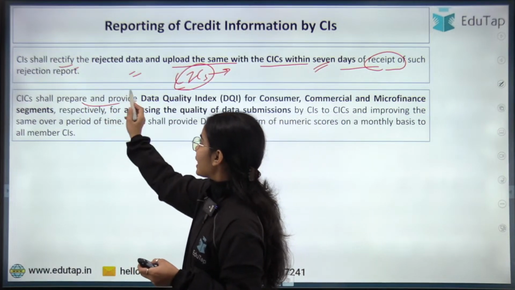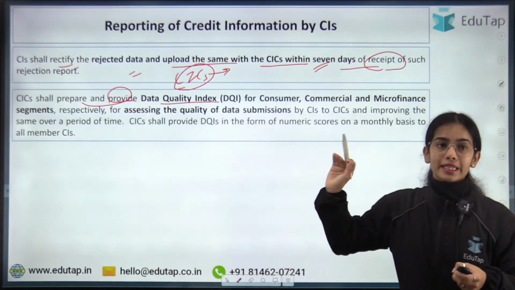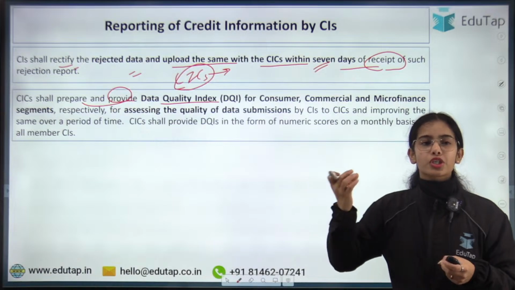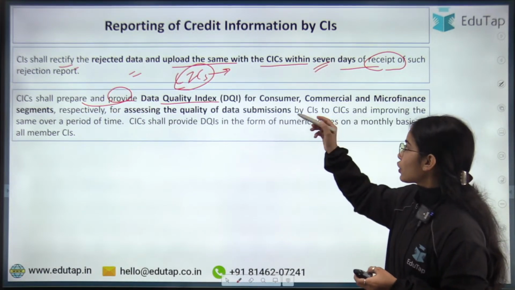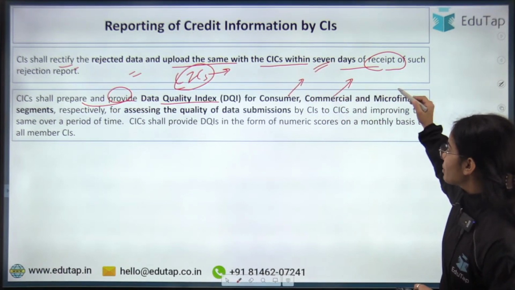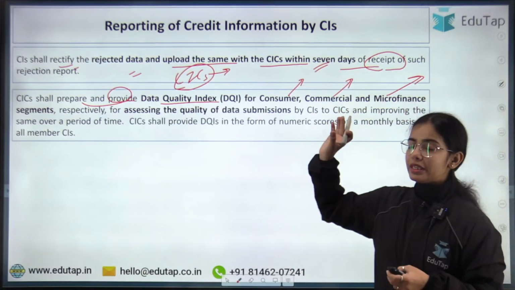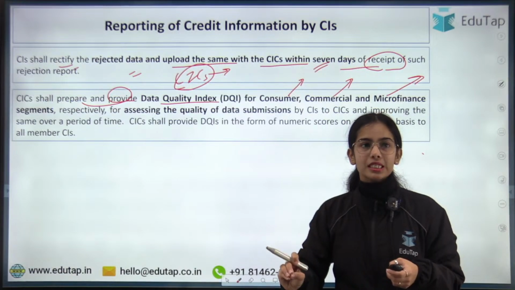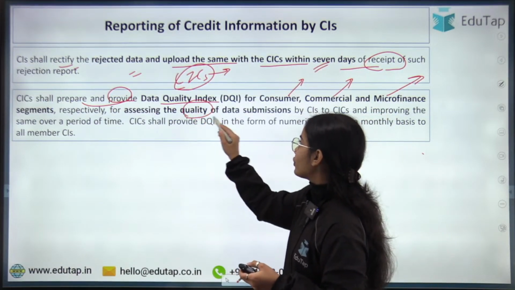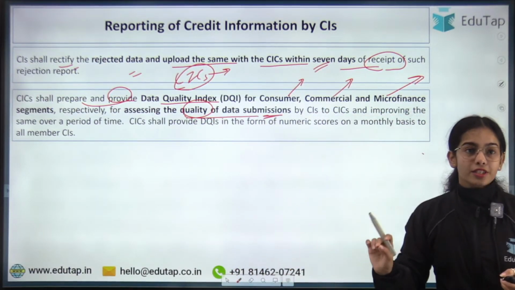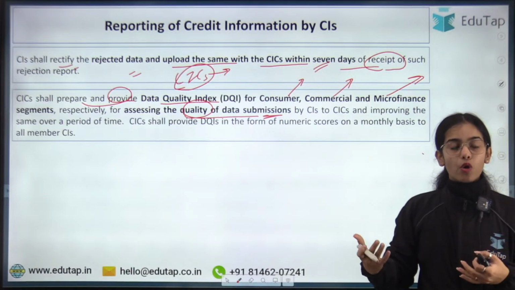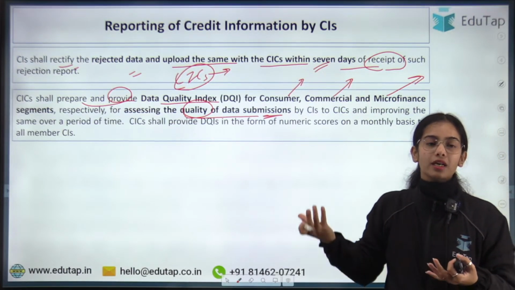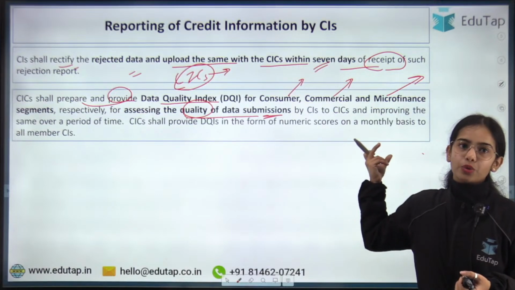CICs shall prepare and provide a data quality index for the consumer, commercial and microfinance segments. The data quality index has to be provided by the credit information companies for assessing the quality of data submitted by the credit institutions, that is, how well or how much quality data the credit institutions are providing to the CICs.